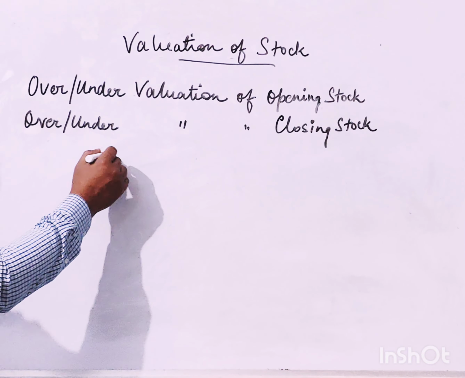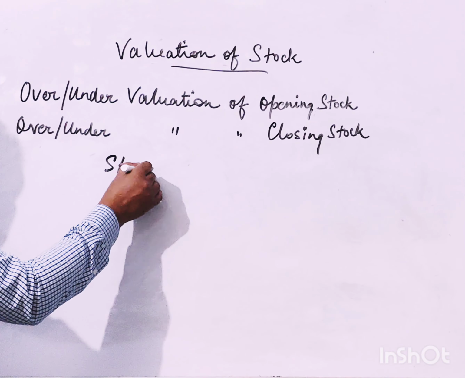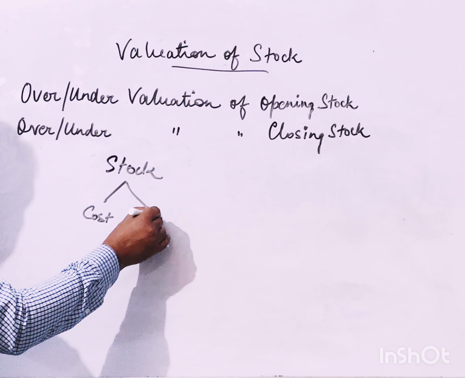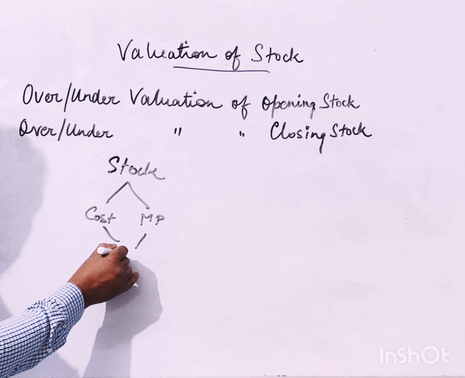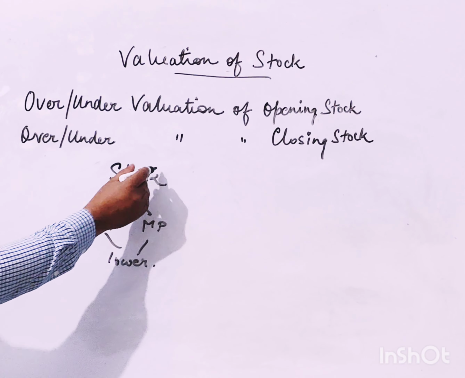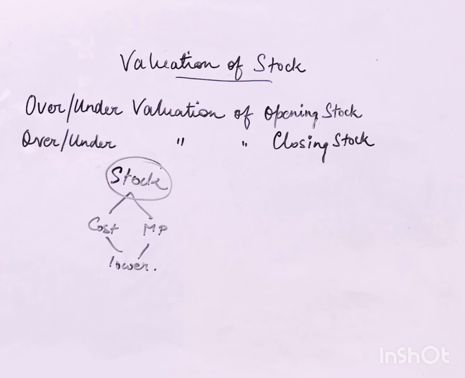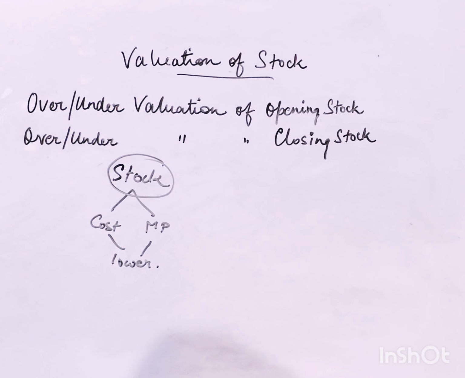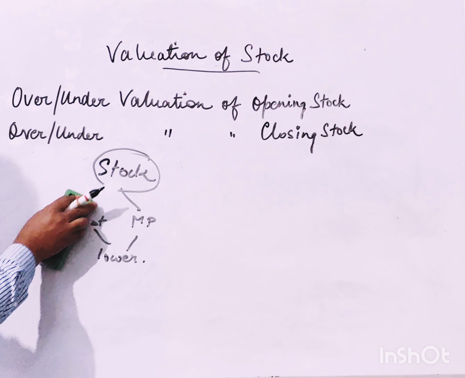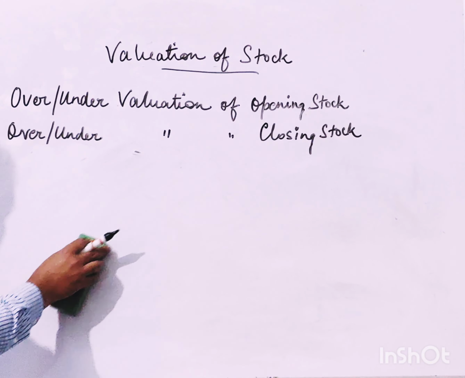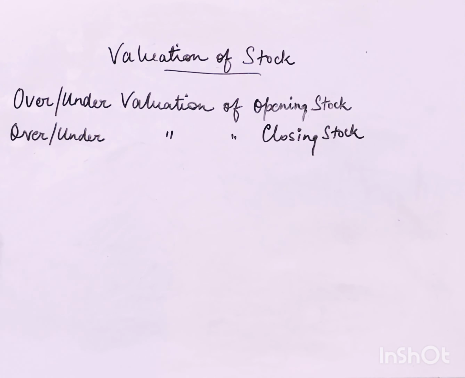Students, as you all know, stock is valued at cost or market price, whichever is lower. If there is any incorrect valuation of this, it will either lead to overvaluation or undervaluation. I will explain to you today what is the effect of such overvaluation and undervaluation on the gross profit of the company.